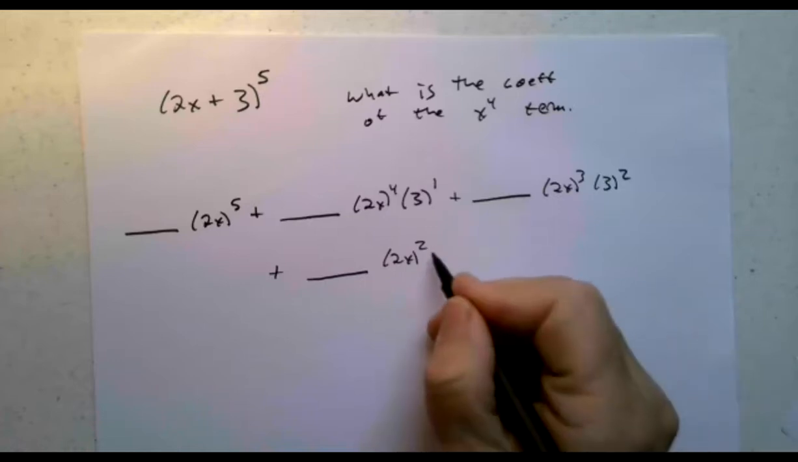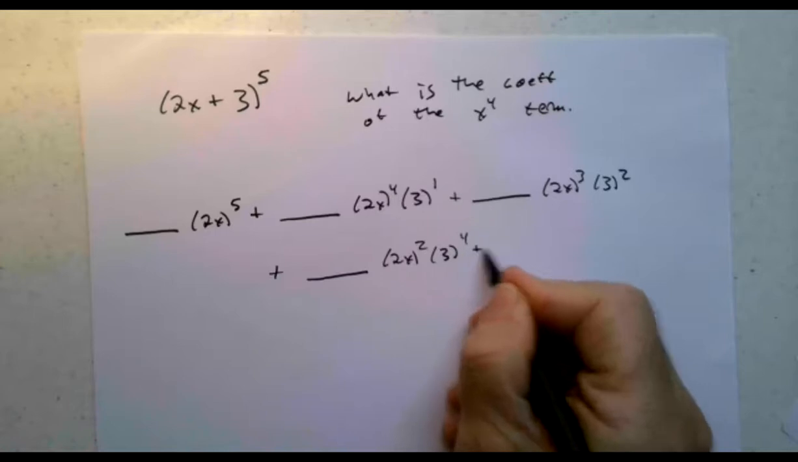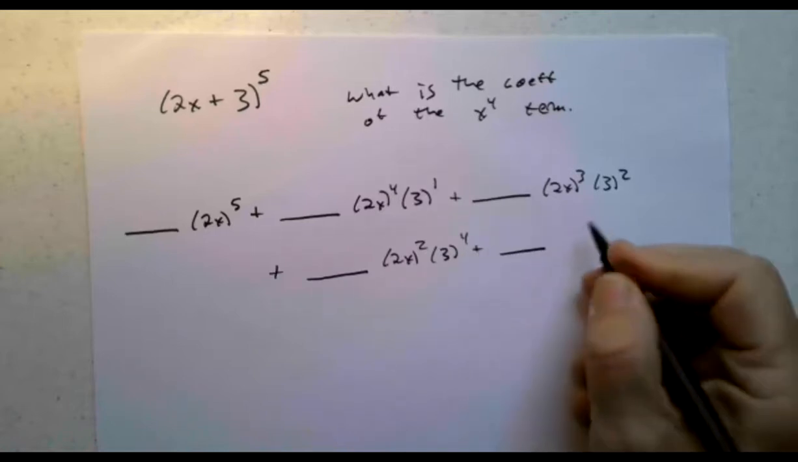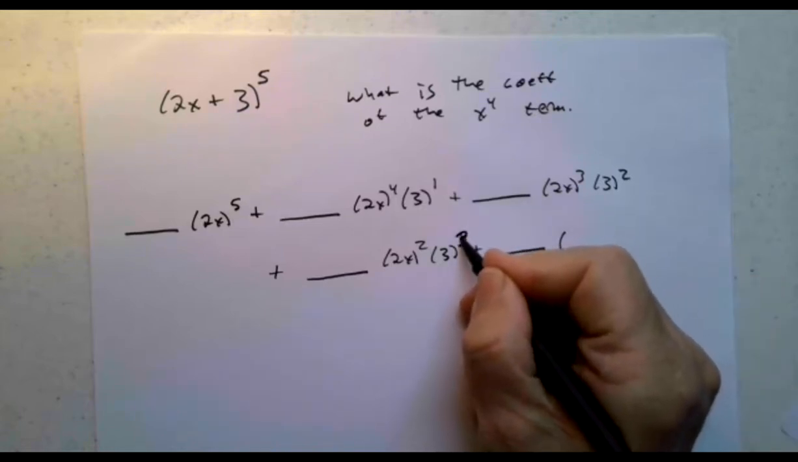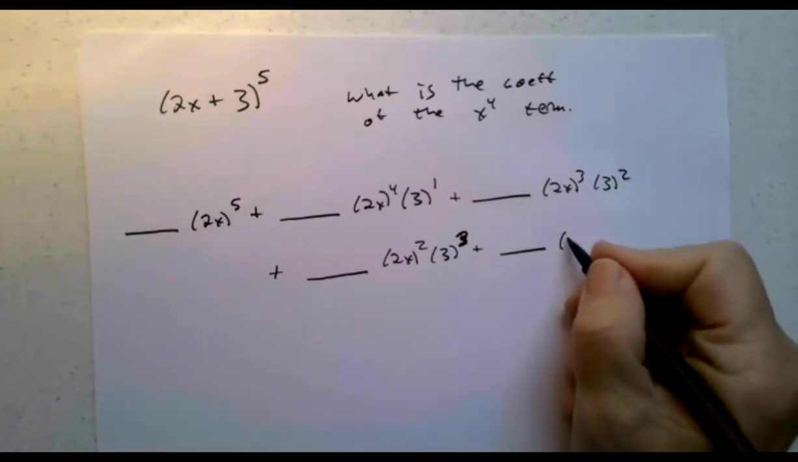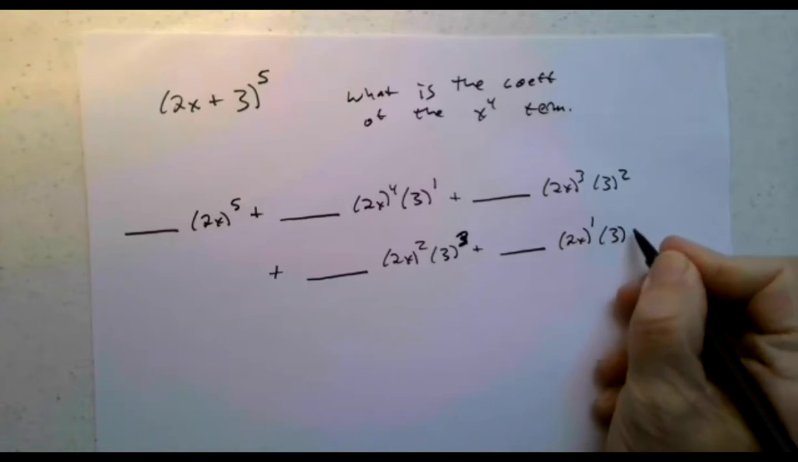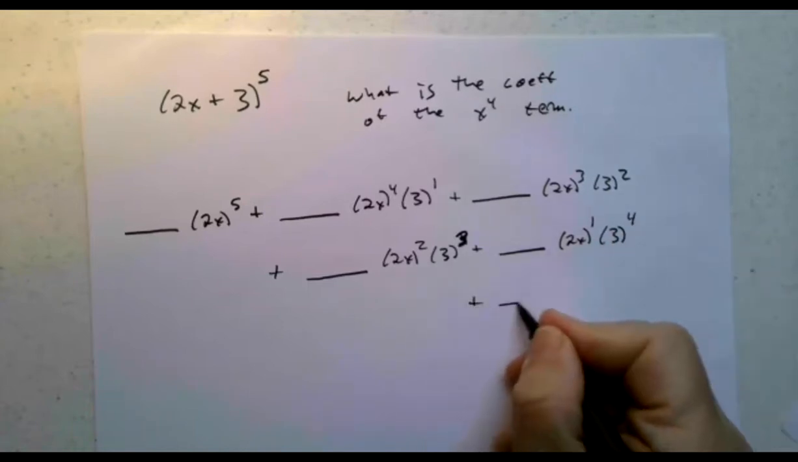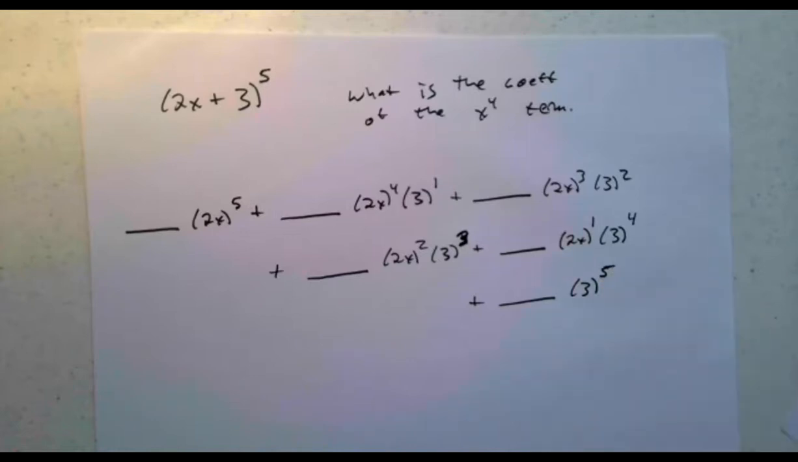3 to the 4th. Remember, the exponents have to add up to 5, plus something, 5, excuse me. There we go. 2x to the 2nd, 3 to the 3rd, plus something 2x to the 1st, 3 to the 4th, plus something 3 to the 5th. That's how this is going to look.